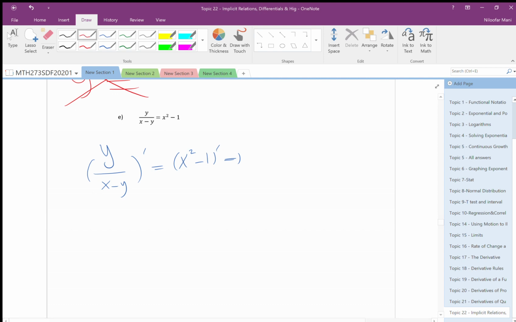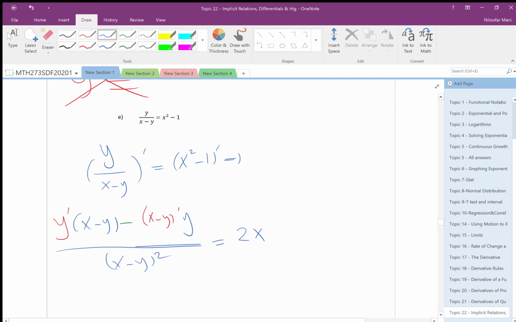Derivative of y, so y prime times x minus y, minus derivative of top, so derivative of bottom times top. Okay, derivative of top times bottom minus derivative of bottom times top. Denominator must be x minus y squared equal. So how about the other side? The other side just 2x. Good. Am I done? No, I have to continue for this part.